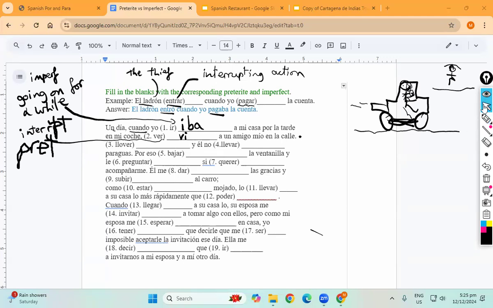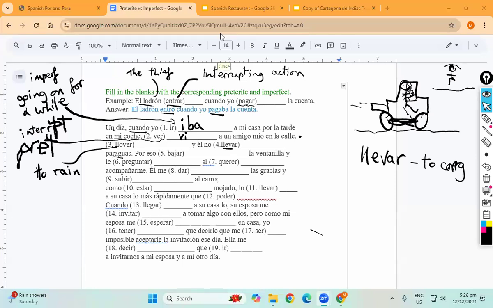Let's look at the vocabulary for the next sentence, and then I want you all to try the answer. So llover, which we know is to rain. Something about the rain, what do you think it's saying? No, llevar is to carry. Paraguas, right? Which is umbrella. So what do we think? It was raining, good.